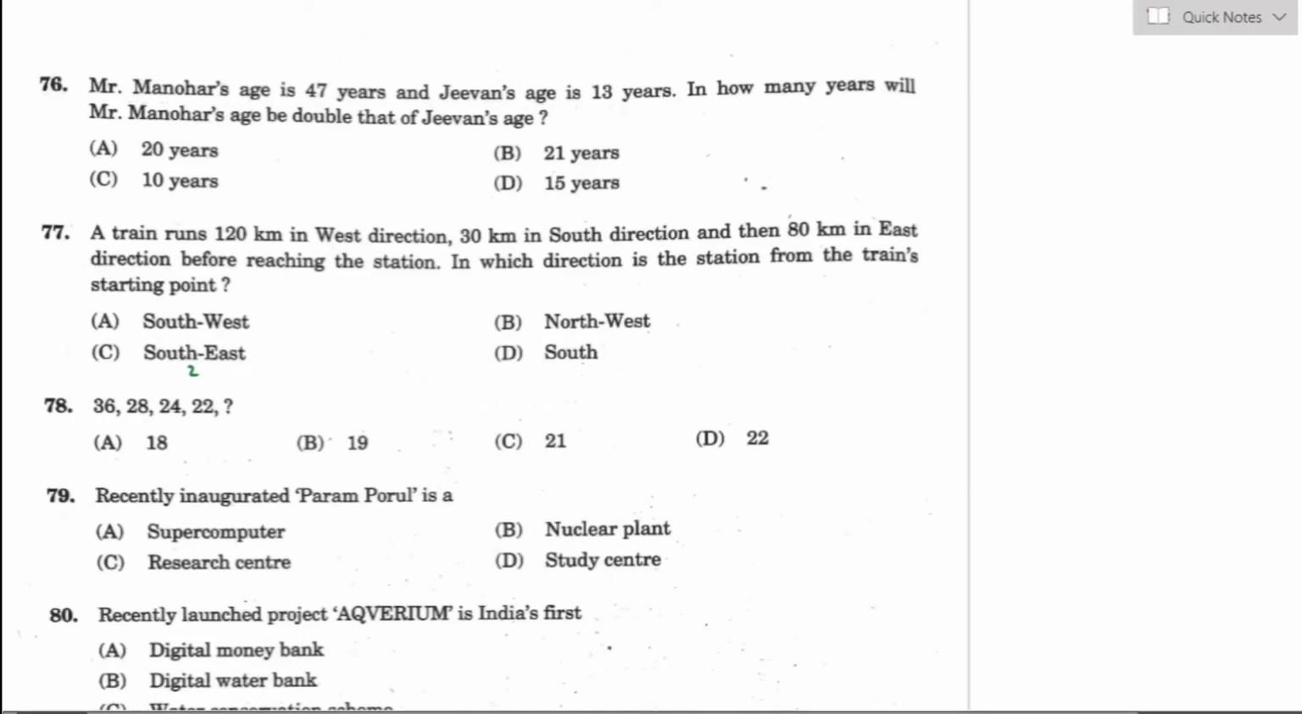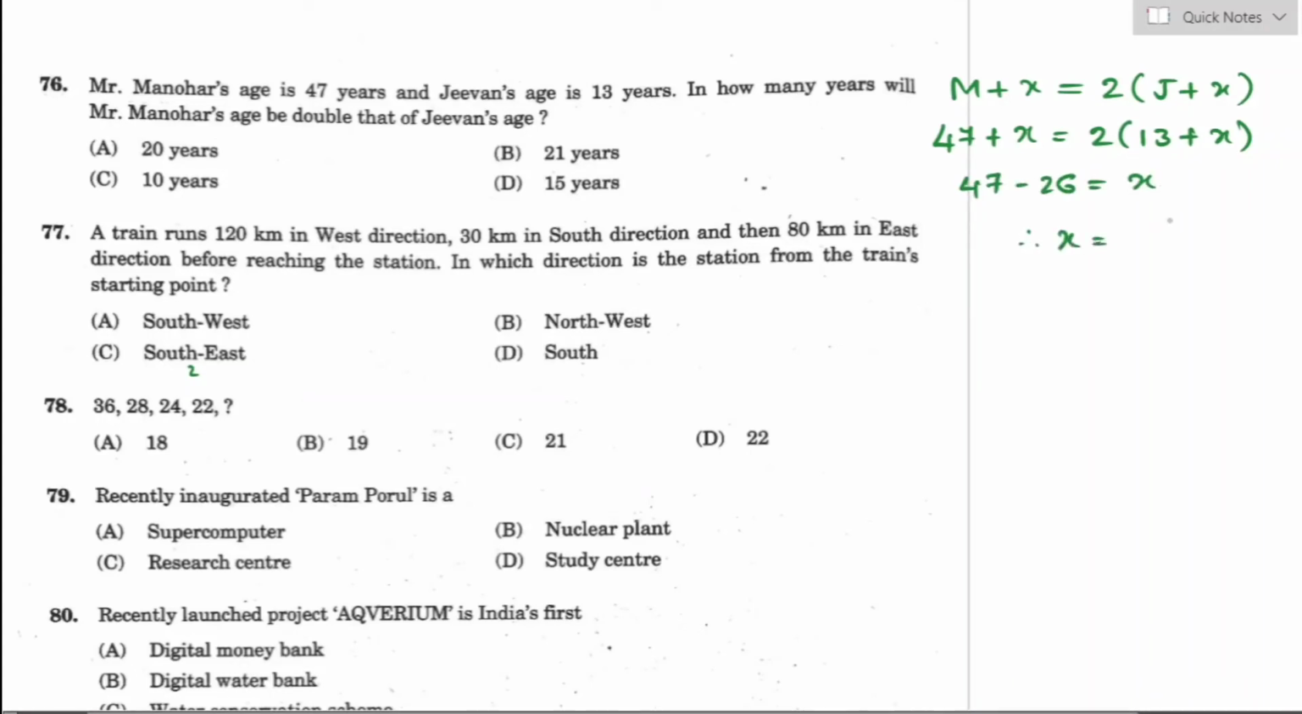Question number 76. Mr. Manohar age is 47 years and Jeevan age is 13 years. In how many years will Manohar age be double that of Jeevan age? Manohar age plus increase in number of years, which is equal to 2 times of Jeevan age plus x, where x is the number of increase in age. Manohar age is given as 47 years, so 47 plus x. Jeevan age is given as 13 years plus x. So 47 minus 26 is equal to x. Therefore, x is equal to 21 years. So after 21 years, Manohar age will be double that of Jeevan age. Option B is the right answer.